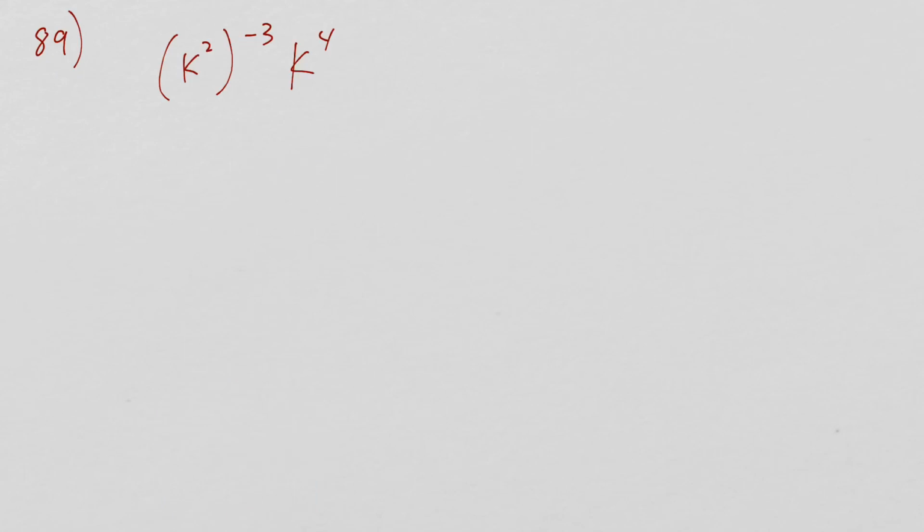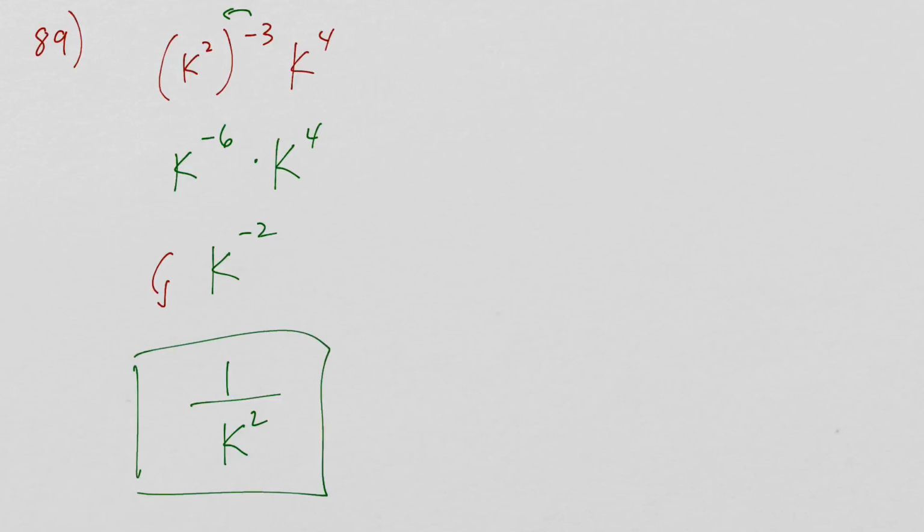Okay, in this problem, we'll distribute this, or just multiply that in. So this becomes k to the negative 6, that's 2 times negative 3, and we're multiplying by k to the 4, so that becomes k to the negative 6 plus 4, which is k to the negative 2. And then we'll make this a positive exponent by putting it on the other side of the fraction. So we have 1 over k squared, and that's the final answer.